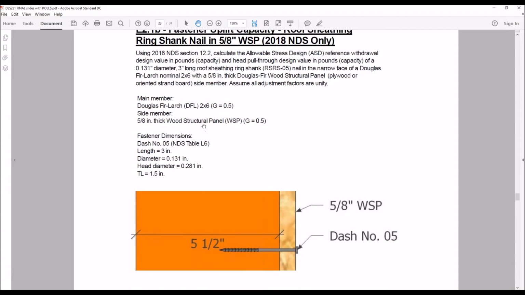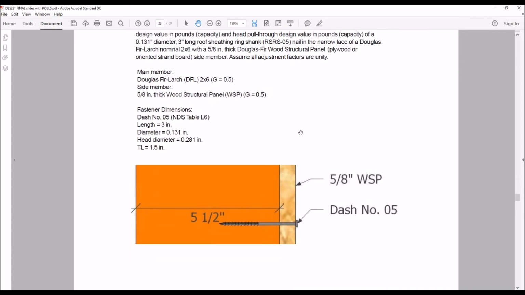You can see our main member here, we're assuming is a 2x6 Douglas fir larch member with a specific gravity equal to 0.5. Our side member in this example is a wood structural panel that is 5/8 of an inch thick. Again, we're assuming a specific gravity equal to 0.5. The actual nomenclature for these roof sheathing ring shank nails is like what you see here, this RS-05, or you'll see them referred to as a dash number 5. So that's just how they're called.